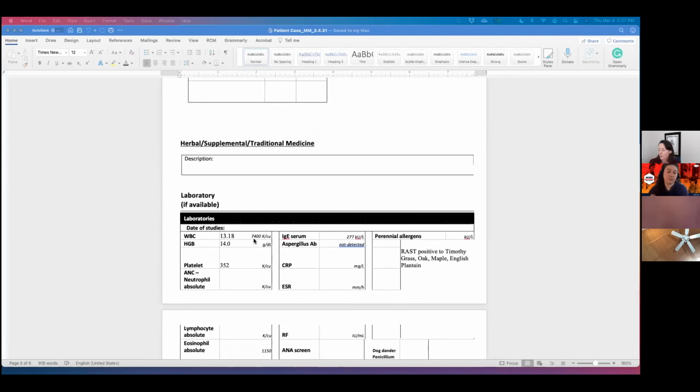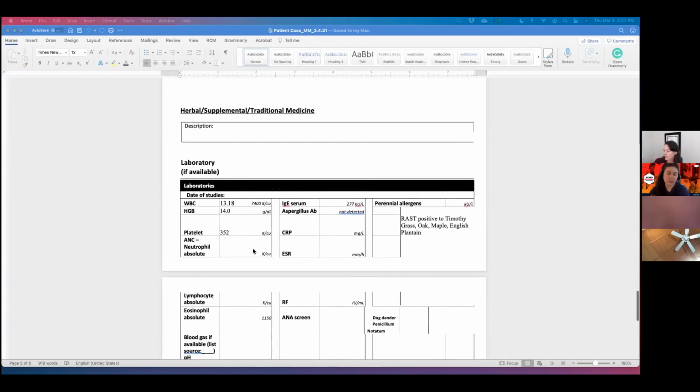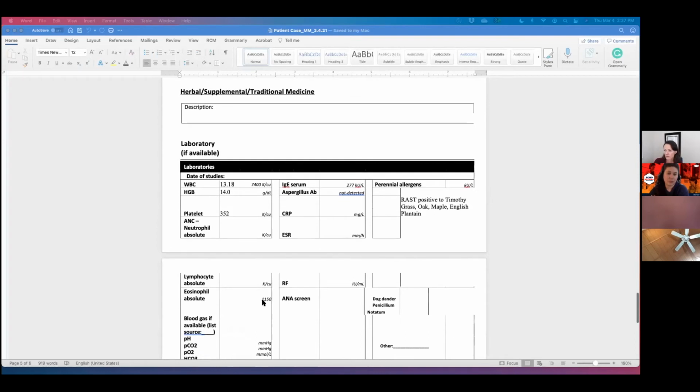I went back when I was looking to put this case together, and this is one of her white blood cell counts and CBC. On this test, she had 13,000 white blood cells, and her eosinophil count was over 1,000. She wasn't anemic, she had normal platelets. Her IgE was somewhat elevated.